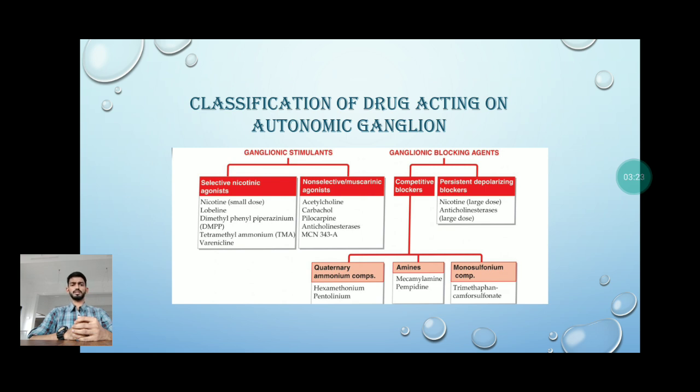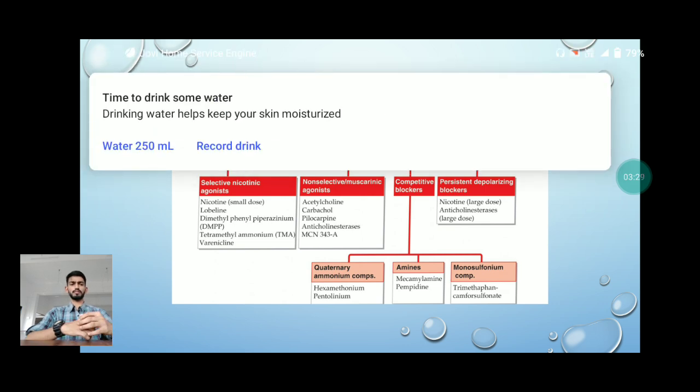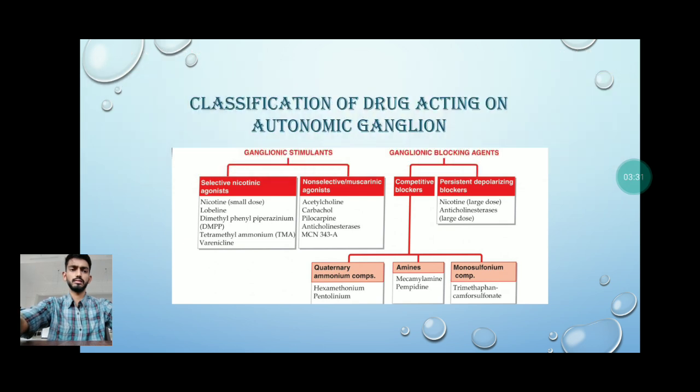Then ganglion blocking agents. There are two types: competitive blockers, called quaternary ammonium compounds, amines, and monosulfonium compounds. Second, persistent depolarizing blockers are nicotine and anticholinesterase. Nicotine in a small dose stimulates the ganglion, and this nicotine in a large dose acts by inhibiting the ganglion. Same goes with anticholinesterase.